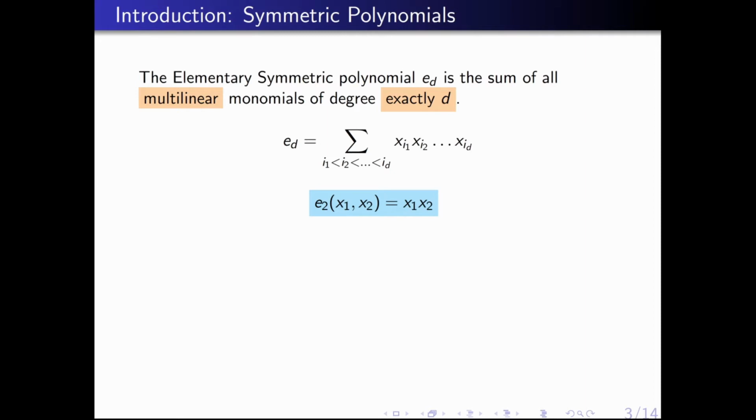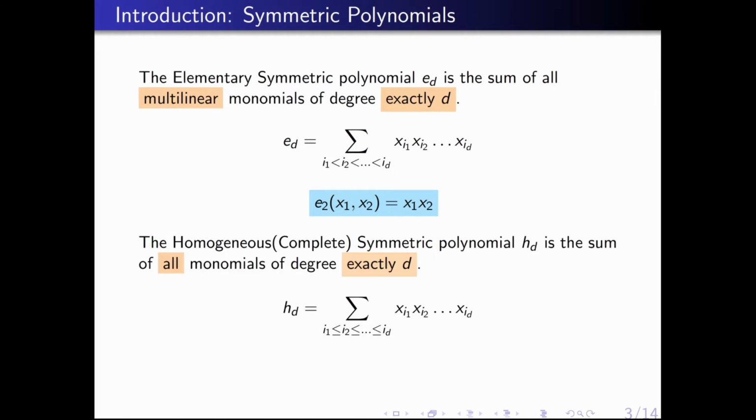Now let's see what a homogeneous symmetric polynomial is. The homogeneous symmetric polynomial of degree d, denoted by h_d, is the sum of all monomials of degree exactly d. It may not be multilinear, and that's the difference between the elementary symmetric polynomial and the homogeneous symmetric polynomial. The formal definition is as given below. The homogeneous symmetric polynomial of degree 2 with two variables x1 and x2 is x1 square plus x2 square plus x1x2.